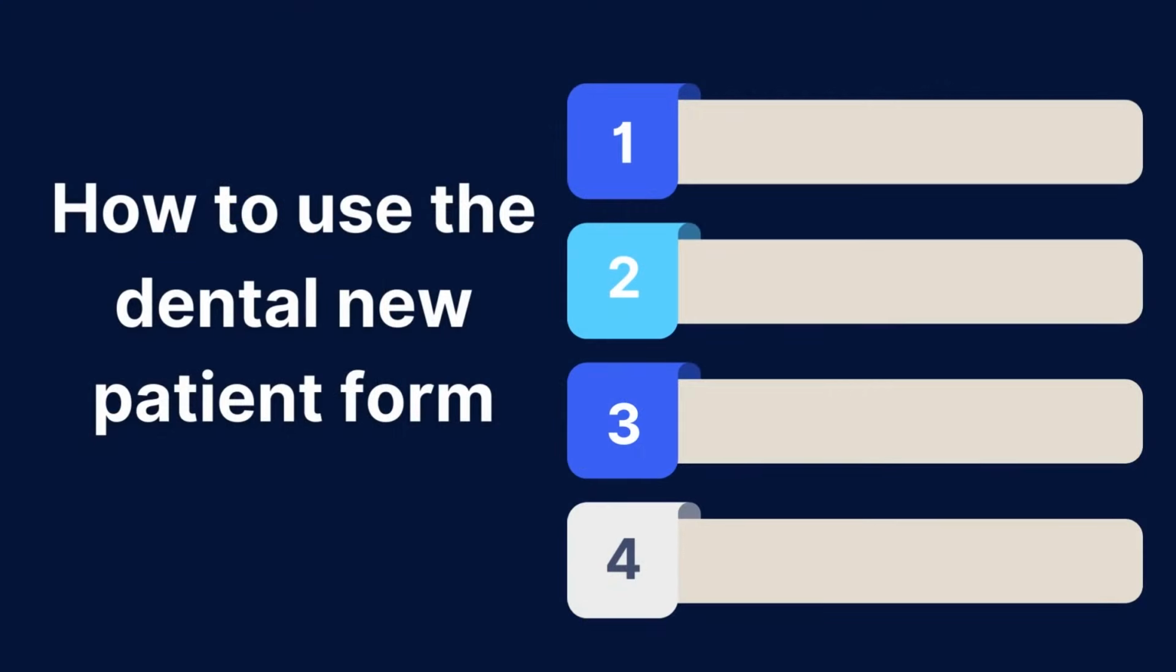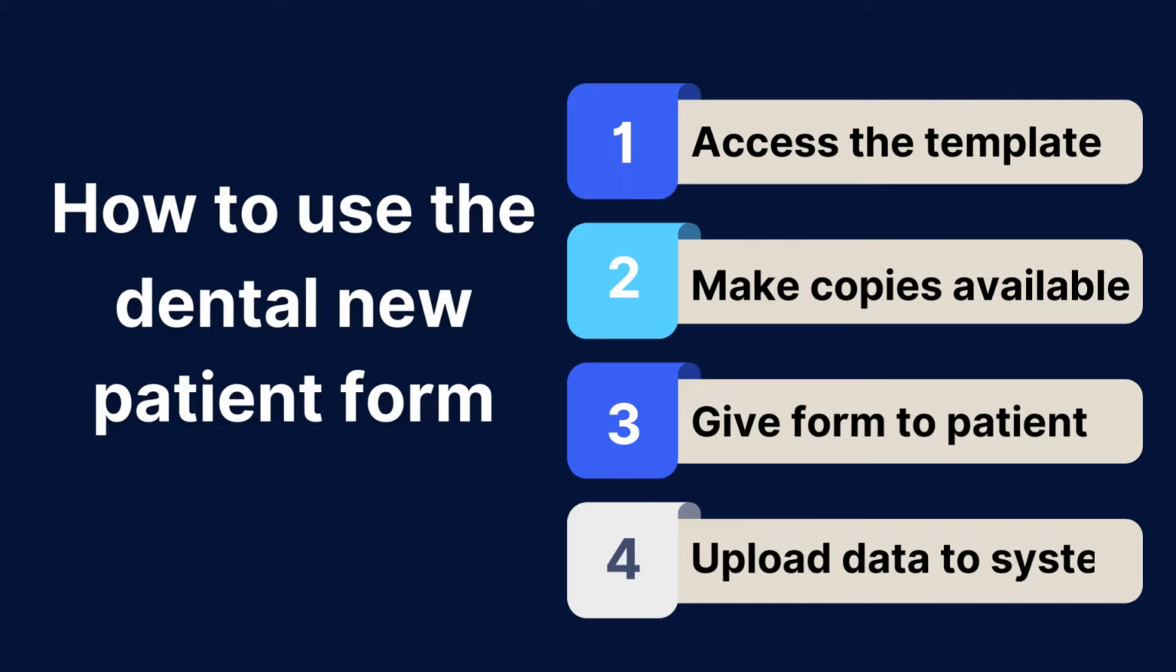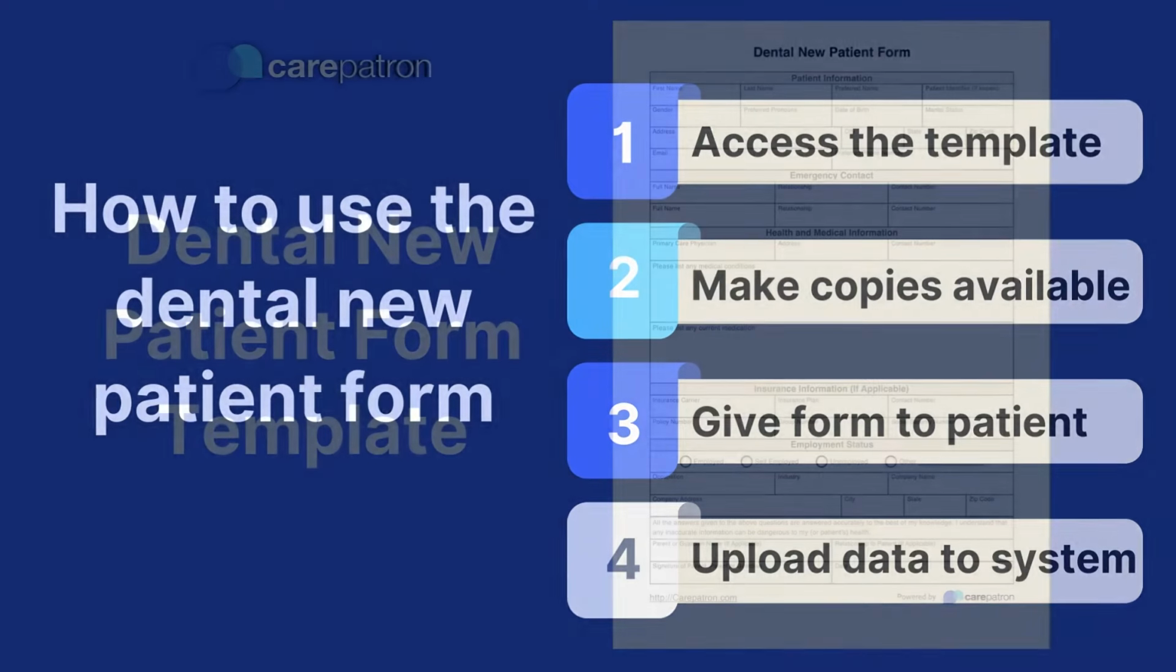In order to use the dental new patient form, simply follow these 4 steps. First, you need to access the template. It's a good idea to download the form and save it to your device, which leads us into step 2, making copies available. You never know when a new patient is about to book your services, so ensuring easy access to these forms is always a good idea. The next step is to distribute the form to patients so they can complete it, and then finally, you need to upload the data to your practice's system.